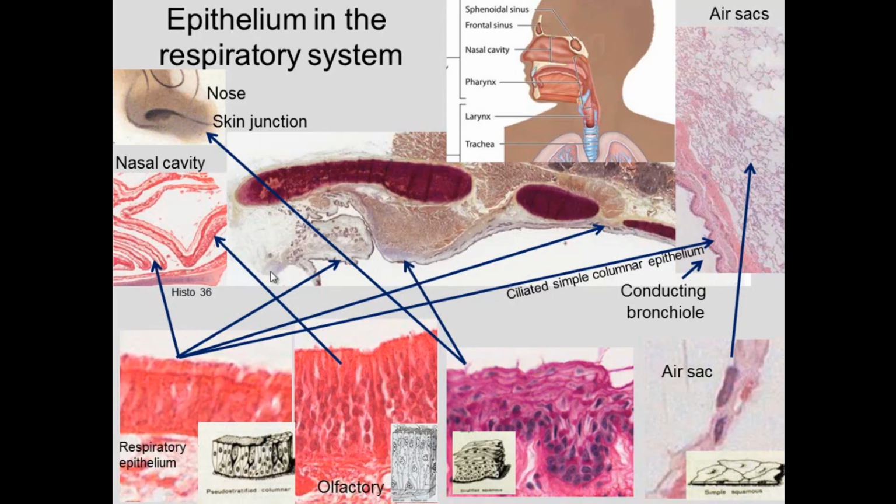The rest of the portion that you have in the conducting portion is the respiratory epithelium, which is pseudostratified columnar epithelium, ciliated and goblet cells. And that's what you have in the nasal cavity, inside the nasal cavity where your turbinates are located. Also, you have that in the conducting portion of the respiratory system. You also have it in your false vocal cords, as you see there.